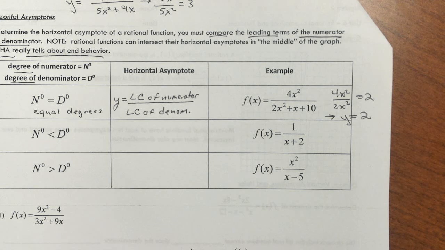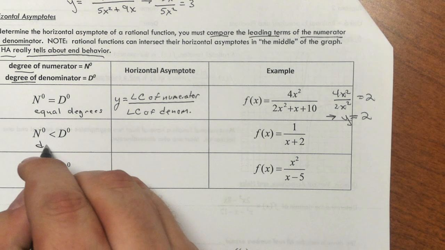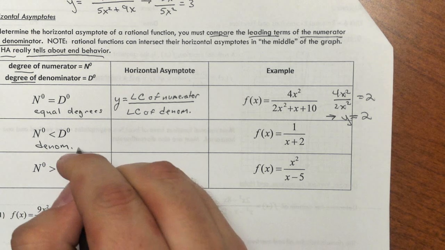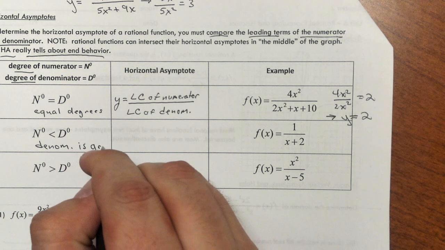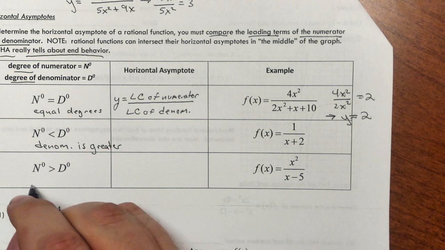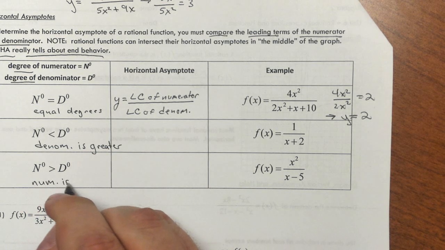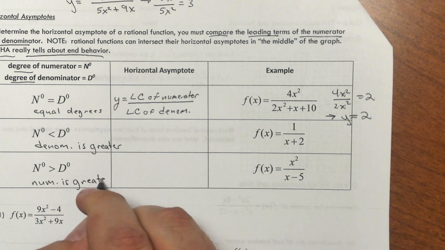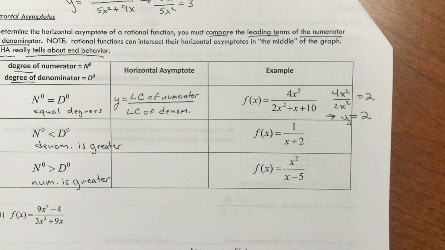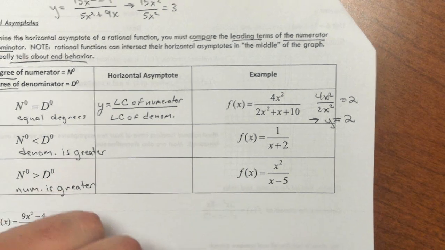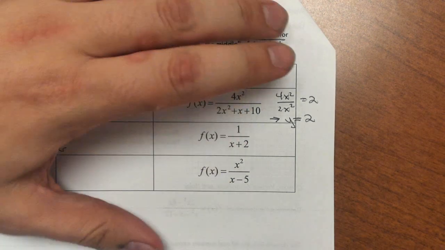What if they're not the same degree? Well, then I have two possibilities. Either the denominator has a higher degree, let's say the denominator is greater, or the numerator is of a greater degree. Well, if the denominator is greater, this is a little bit trickier. You have to think about something like this. Let's take a look over here at f of x equals 1 over x plus 2.